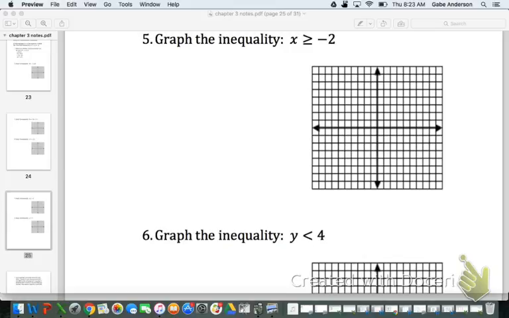All right, anyways, so see if you guys can handle numbers 5 and 6, knowing that they are vertical and horizontal lines. Ready, go. As we mentioned a second ago, number 5 is a vertical line. It's a vertical line that goes through -2. Well, we got to decide, is this going to be a dotted vertical line or a solid vertical line?